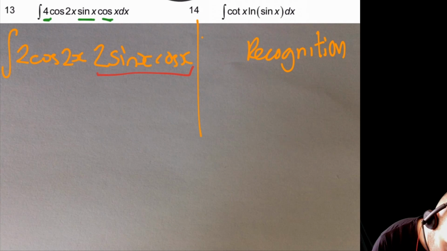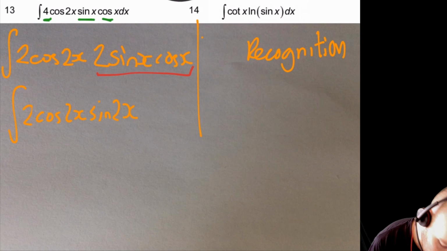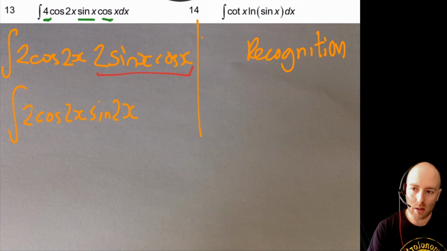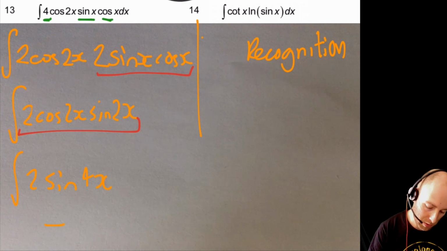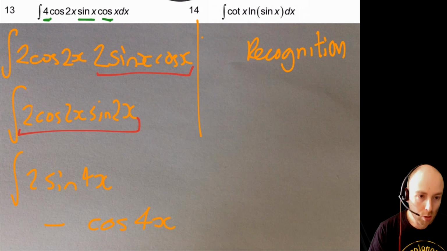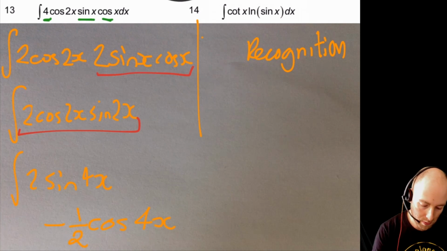That is a double angle for sine. So we get the integral of 2 cos 2x sine 2x. And then we can see we've got the double angle for sine again. So that is all the double angle for sine to get to sine 4x. So integrate that, sine integrates to minus cos, angle stays the same. We've got 2 out the front, we need to divide by the 4 to get 1/2.